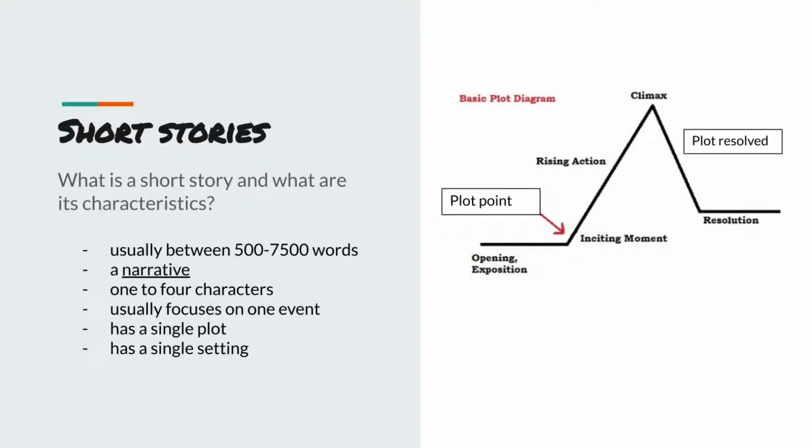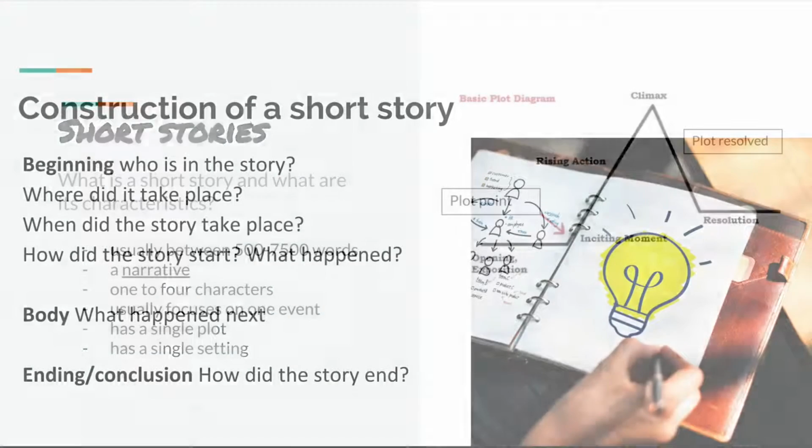A short story also has one setting. As you can see on the graph, it starts with an opening, then there is a plot point that comes with rising action, and then comes the climax. After the climax, the plot is resolved and ends on a resolution, which is the ending of a short story.